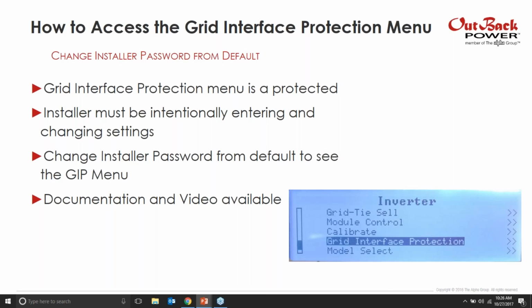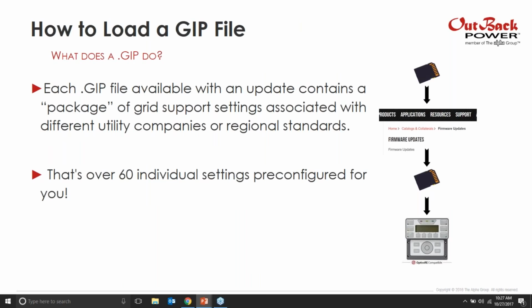An installer needs to change their password from default in order to see the menu. There's documentation and videos, and actually there's another video from Watt School available, and it shows you how to do this. Without changing your password, this menu or the selection will not show up. It will be hidden. So you must change your installer password in order for this to show up. This will not show up for your user password. It will only show up for your changed installer password.